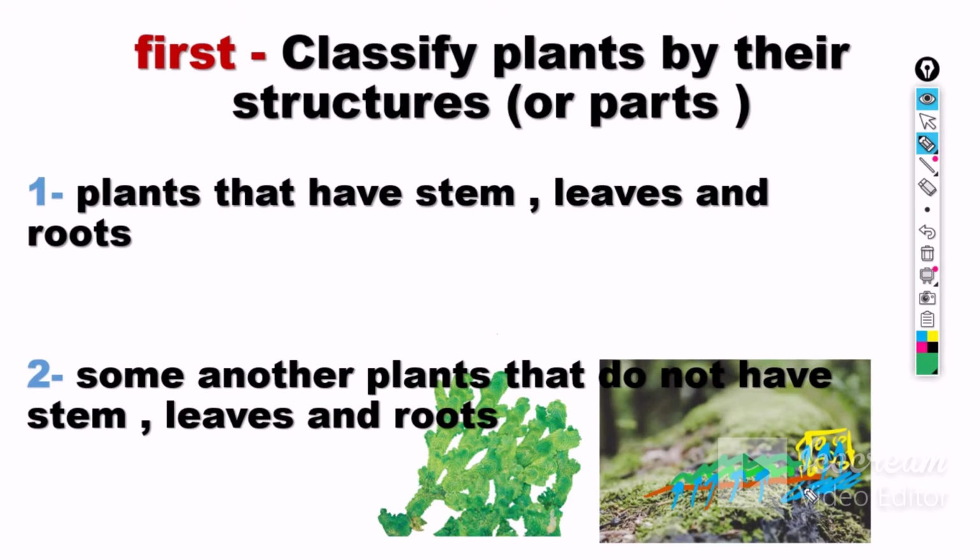Okay, this is the way to absorb the water, and that is another kind of plant. It doesn't have roots, leaves, and stem. But be careful, this plant can make its own food, and because of that we will put it with plants. Let's go to another way the scientists use to classify the plants.